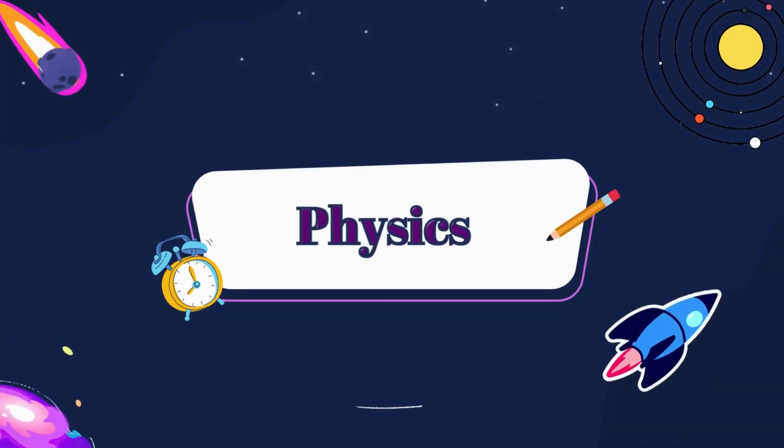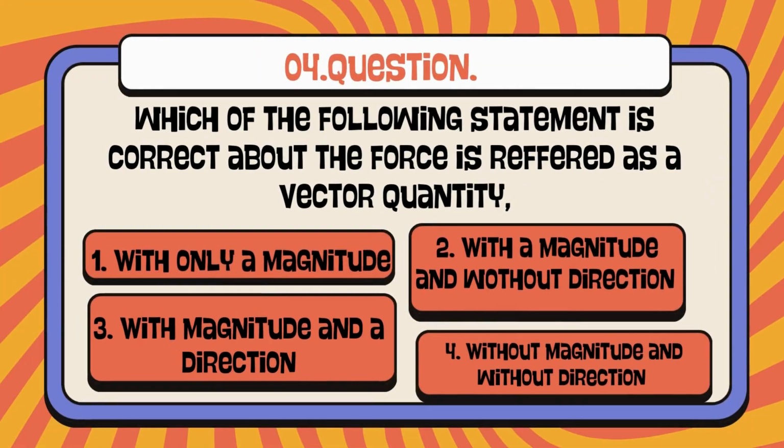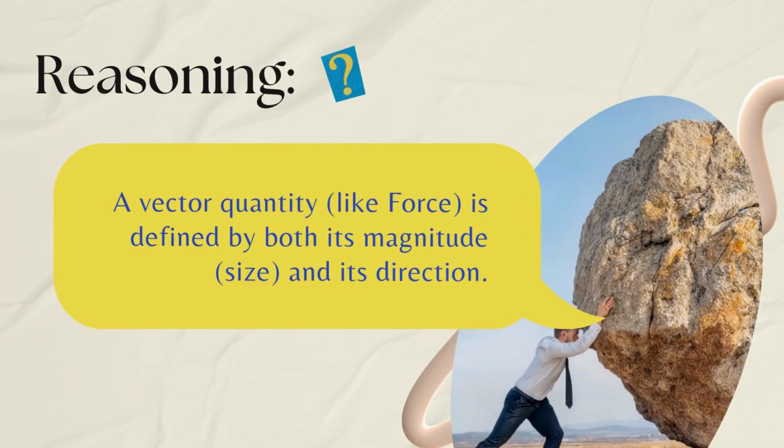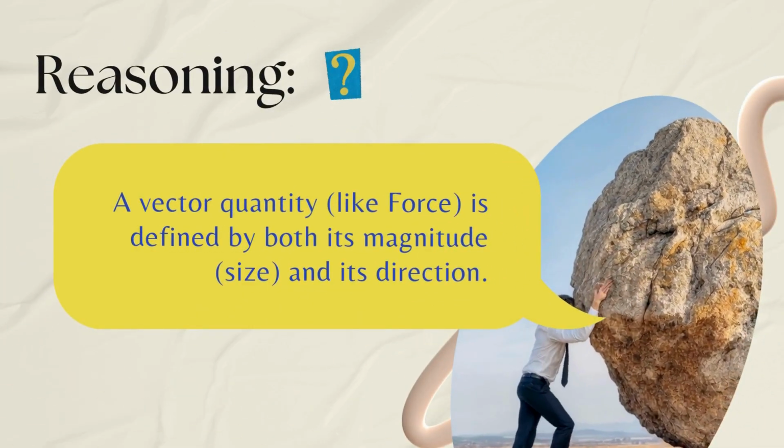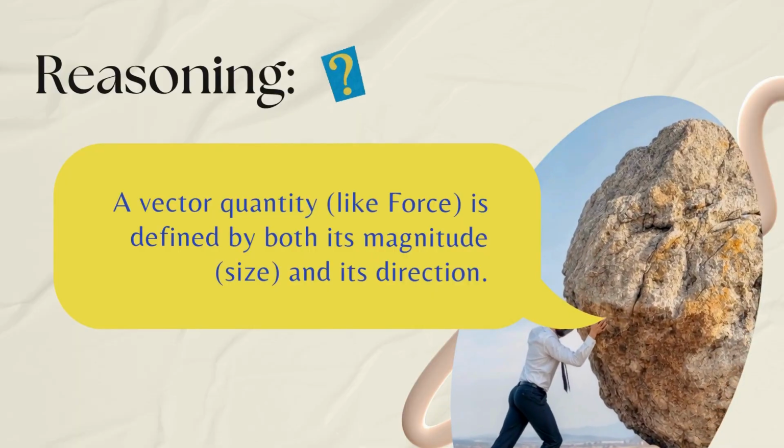Physics, vector quantities. Question: which of the following statements is correct about force being referred to as a vector quantity? With only a magnitude, with a magnitude and without direction, with a magnitude and with direction, without magnitude and without direction? Answer: 3. With a magnitude and a direction. Reasoning: a vector quantity, like force, is defined by both its magnitude, size, and its direction.